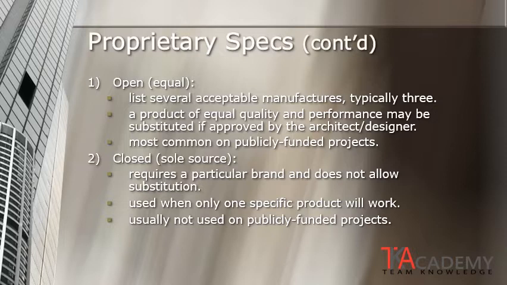A closed type of specification is also called a sole source. This requires that one particular manufacturer or product or brand is used on the project and does not allow for any substitutions to occur. This is used when there's only one specific product that will work for the project. It is usually a proprietary system that was custom developed for this specific application, and the design has been developed around that, and so that is the one system that is going to be used on the project.